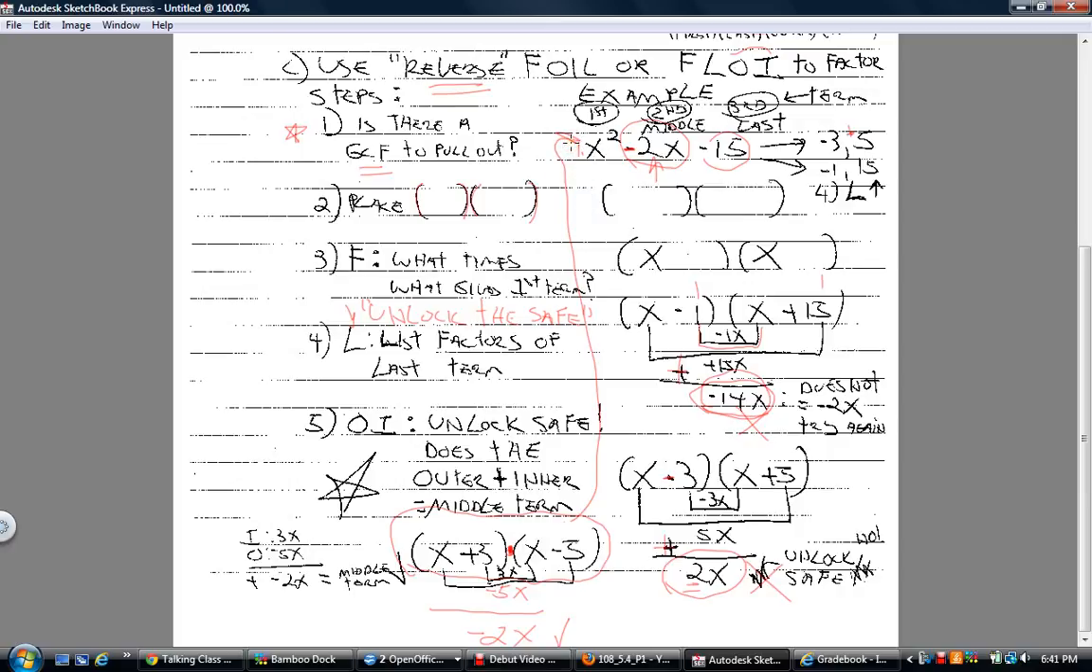Okay, Mr. McHugh here. That's a lot of talk there. Hopefully you remember this from 025. Reverse FOIL, or FLOI as I like to call it: first, last, outer, inner. That's the order.